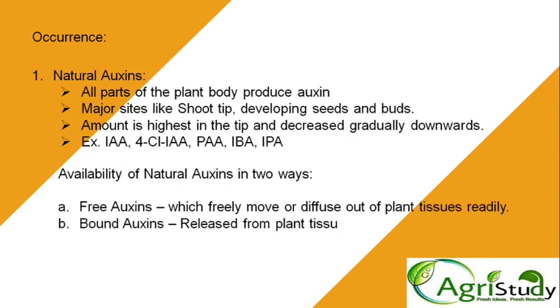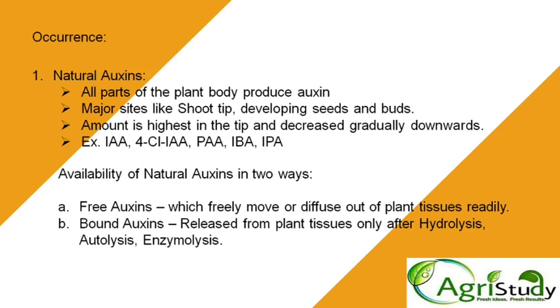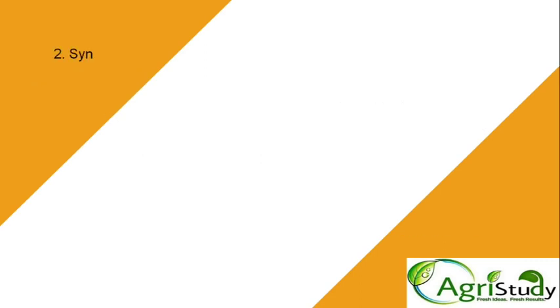Free auxins, dear friends, freely move or diffuse out of plant tissues readily. They are synthesized and move towards various parts where the requirement is. But bound auxins are not free, they are not active compounds, they are yet to be converted into active compounds. After some enzymatic action, that is hydrolysis, autolysis, or enzymolysis, these bound auxins in the inactive state will be converted into the active auxin state. Free auxins are initially released in the active auxin state.